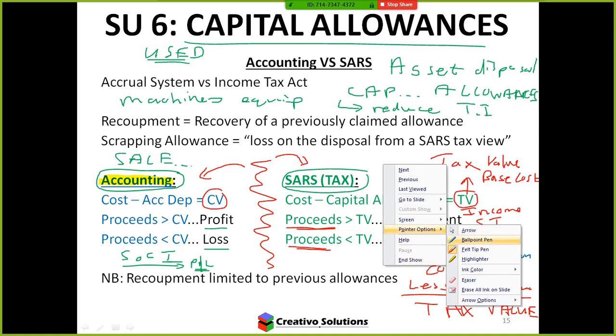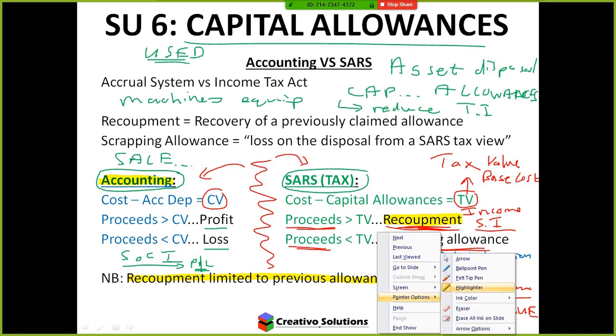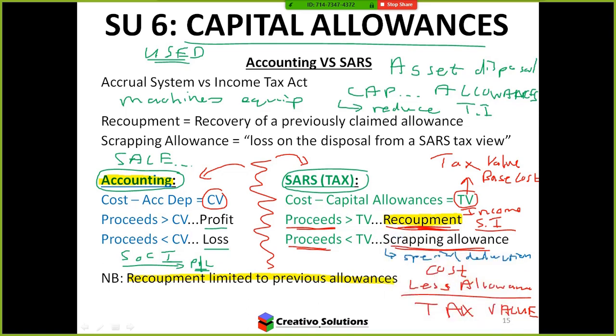There's just a note here. In terms of SARS, the recoupment is always limited to the previous allowances. When I say limited, I'm referring to the amount, the value of the recoupment, in other words, what is included as a profit. So, for example, if I've made a massive profit on the sale of an old asset, SARS will only recoup what they've provided for in terms of the previous allowances, and that's just part of the rules. They don't include more than that.